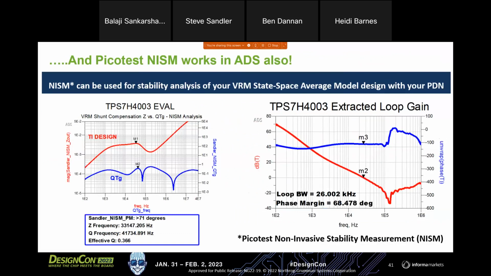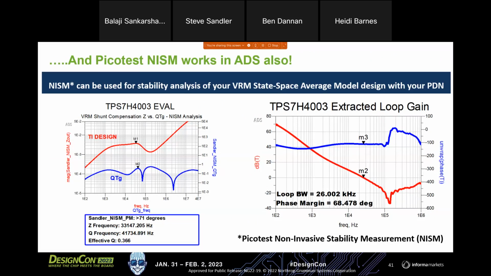So we talked about lots of things. We showed you how to build the model. We walked you through the process. We even showed you how to troubleshoot it and why you care about using this model versus a typical SPICE model. What we also want to touch on is NISM and stability. And NISM, for those of you that don't know, is non-invasive stability measurement. You're pretty lucky because the inventor of that is also here on this webinar today, Steve Sandler.